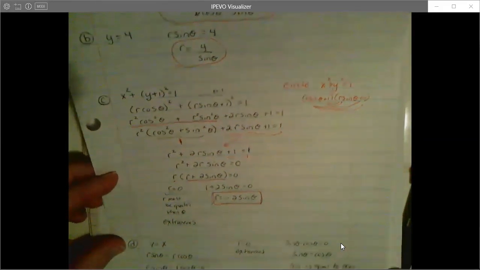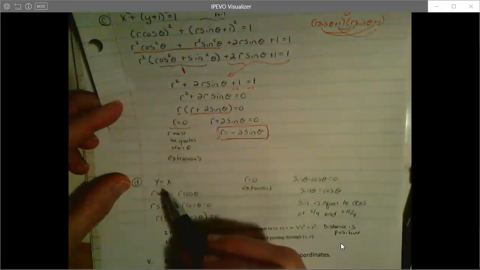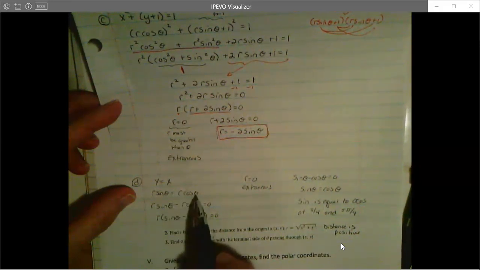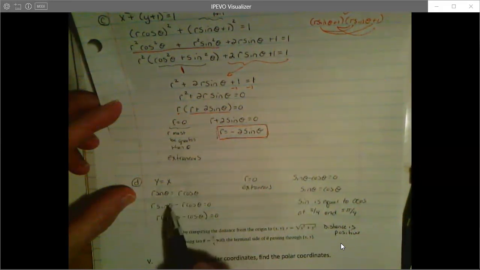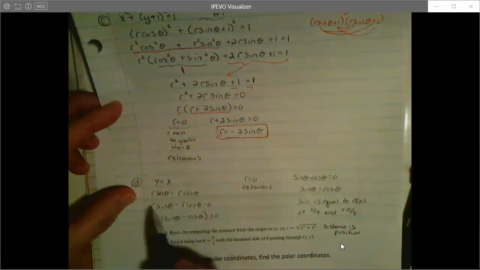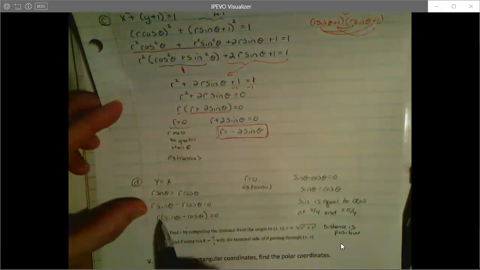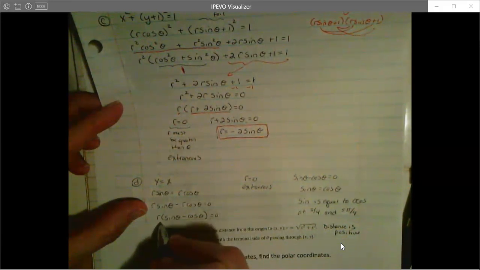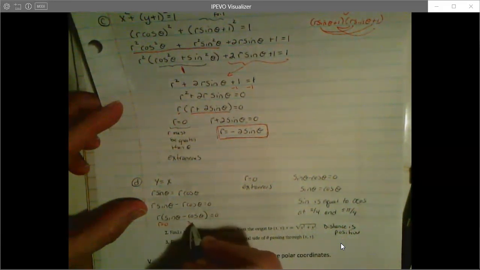All right, so here's another one, D. So on D, what we're doing, again, setting y equal to r sine theta, setting x equal to r cosine theta. I moved them all to one side and factored out an r. And I ended up with r times (sine theta minus cosine theta). And again, I'm going to set both parts equal to 0.